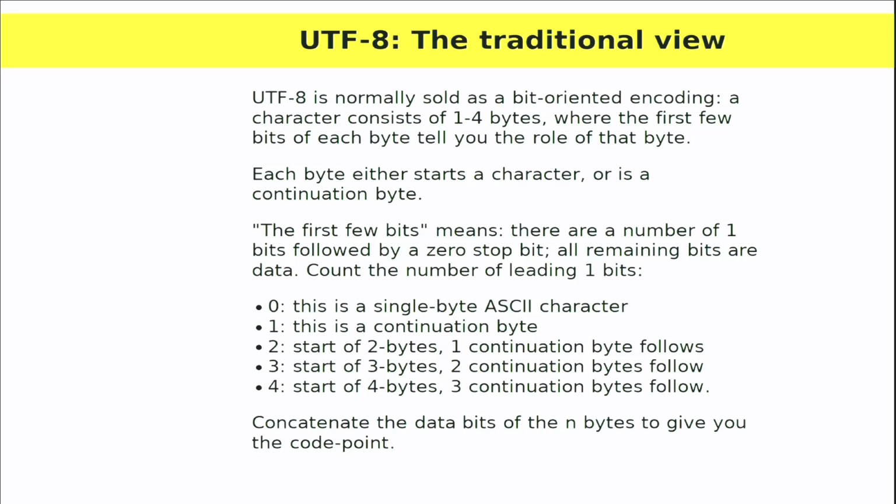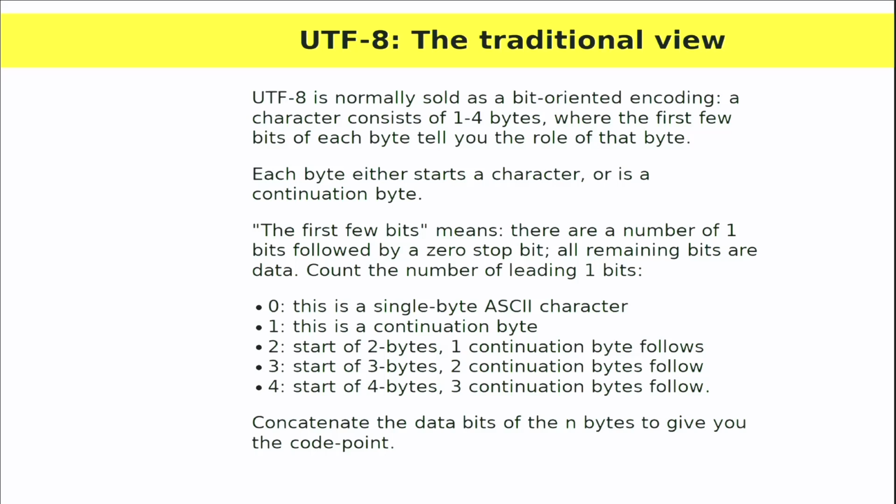So each byte either starts a character or is a continuation byte. And when I say the first few bits, I mean there are a number of 1 bits followed by a 0 stop bit. And all the remaining bits in a byte are data. So you count the number of leading 1 bits. And if the first bit is a 0, that means this byte is a single byte ASCII character. So there's just one byte for the character.